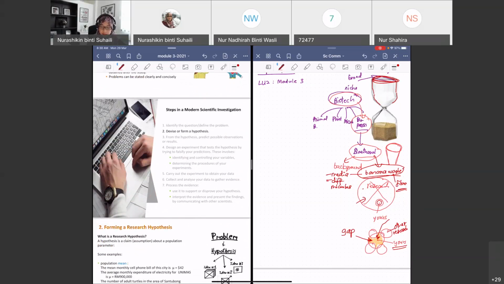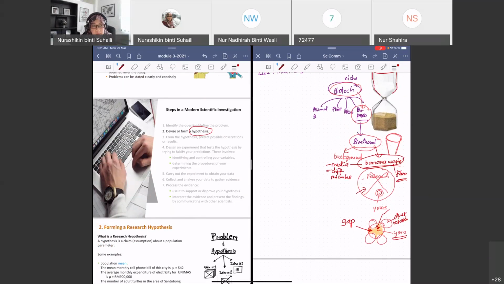All right, the second step: devise or form a hypothesis. Remember the word hypothesis. What is hypothesis? You have studied this in statistics. It is an assumption or a prediction made about the conclusion of a research prior to conducting it. Yes, correct. Assumptions about the outcomes of the experiment or research before you do the research. Why is it important to form a hypothesis?